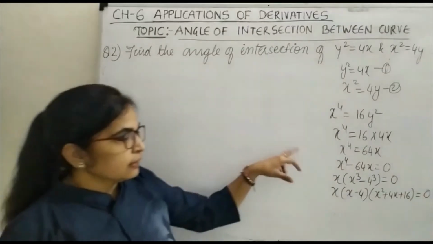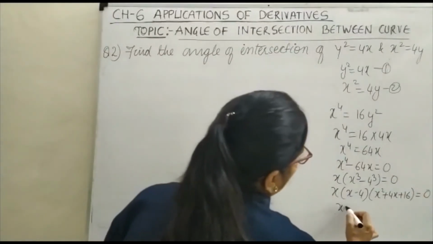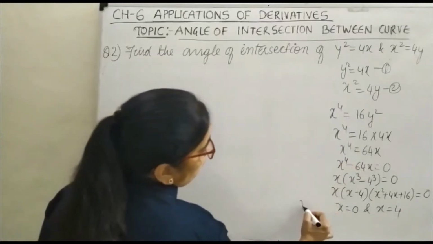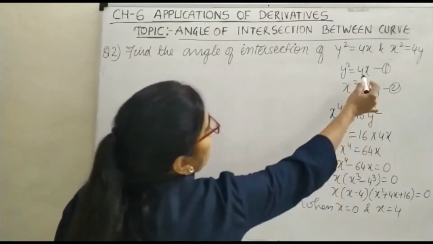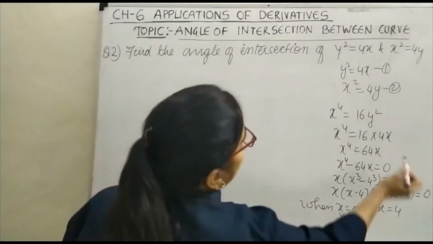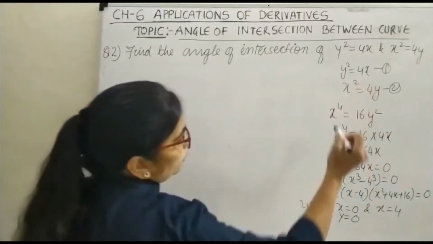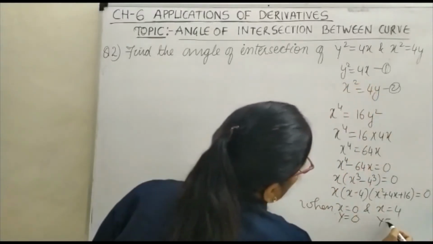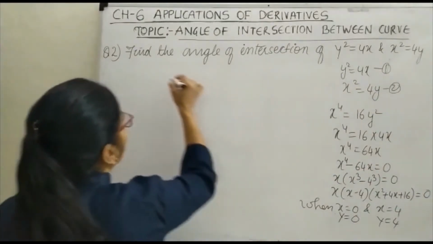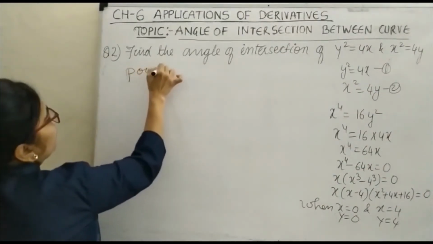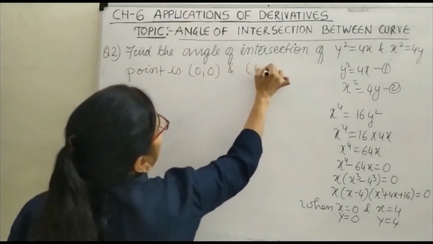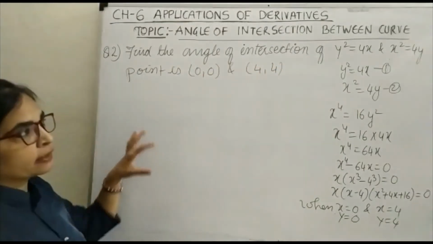This is x minus 4 into x square plus 4x plus 16 is equal to 0. So you can see that we get x is equal to 0 and x is equal to 4. When x is equal to 0, y also becomes 0. Similarly, when x is 4, y also becomes 4. So our points are 0, 0 and 4, 4. At these two points we have to find the angle.